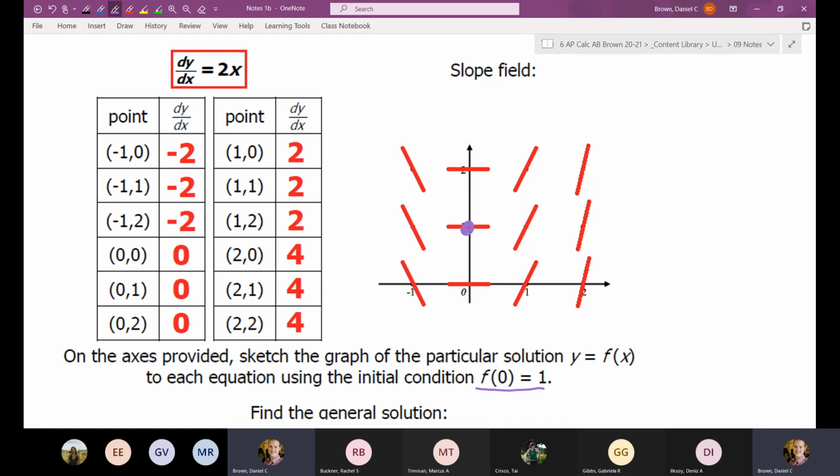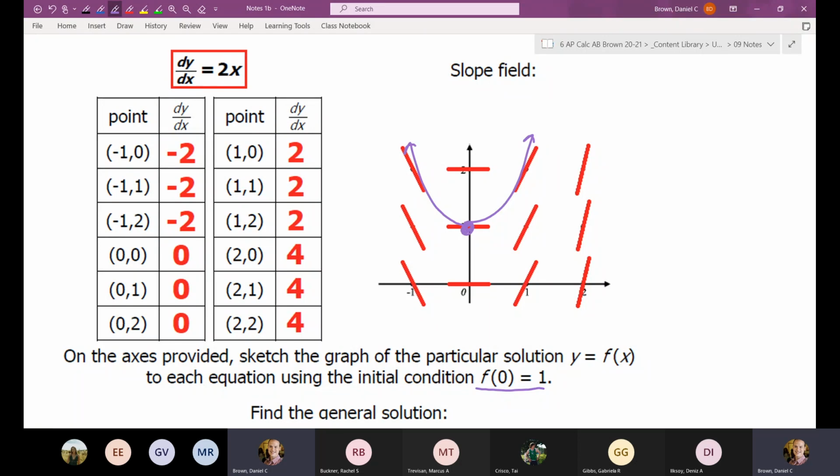So again, some people think of these as little wind currents or currents in the water. It's horizontal, pushes you up, horizontal, pushes you up. But it does form a quadratic, and we could use the slope field to help us make that determination. Now this one is one that we actually know how to do. We could have easily done this back in Unit 5.